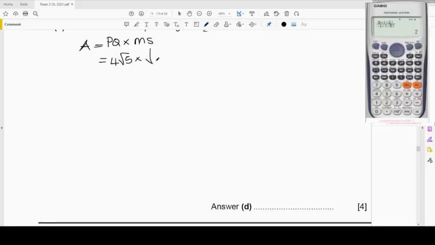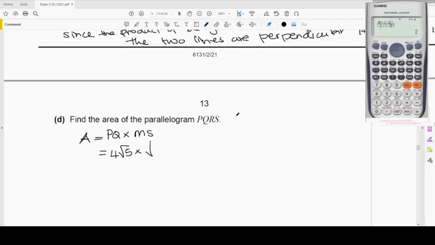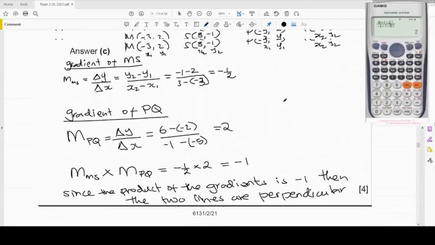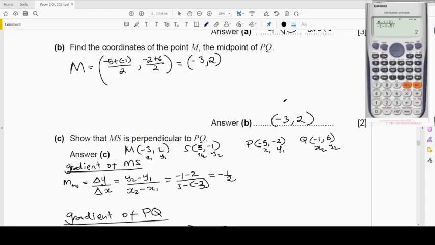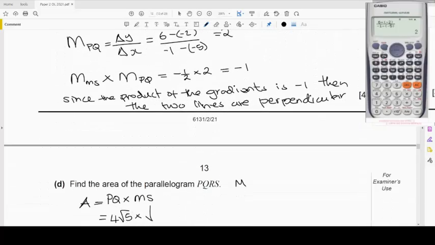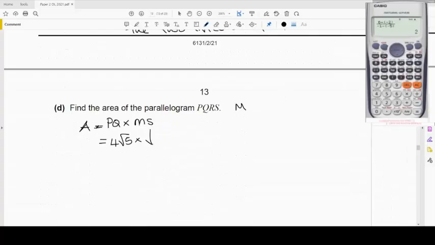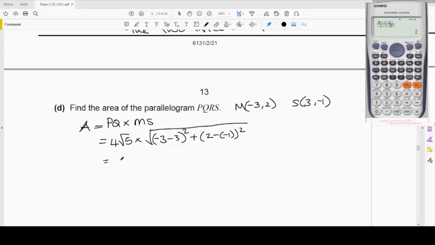And then MS we work out using the distance formula. I can write down the coordinates of M and the coordinates of S. So M is -3, 2, and S is 3, -1. So the distance formula, you take the x coordinates -3 minus 3 squared, and then 2 minus -1 squared, like that. So I would type it in exactly the way I have it on the calculator.